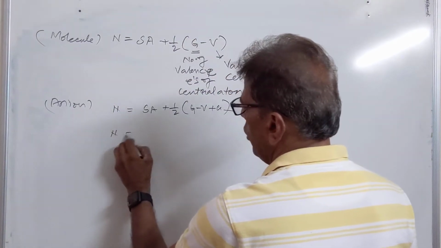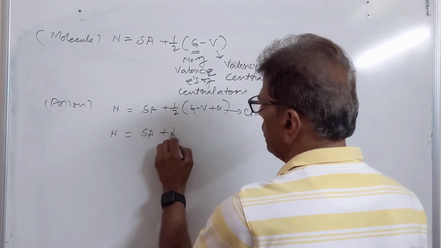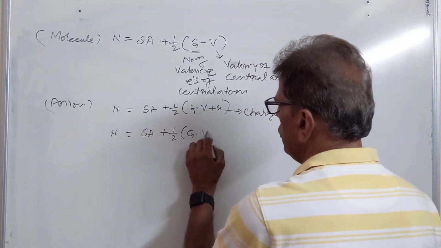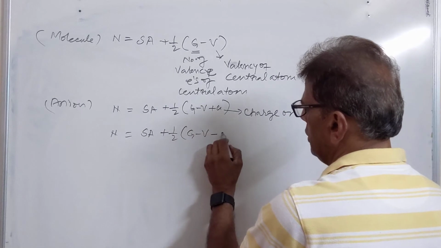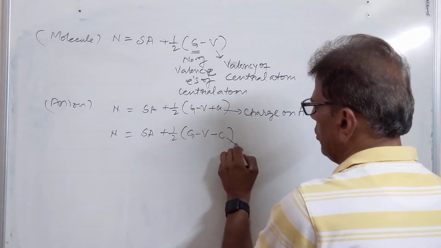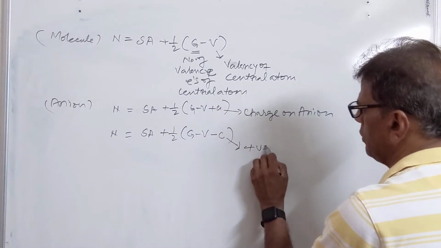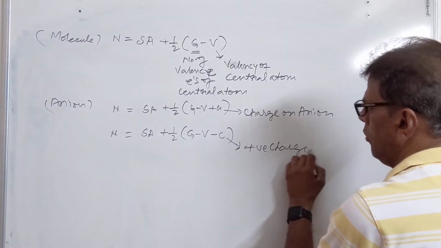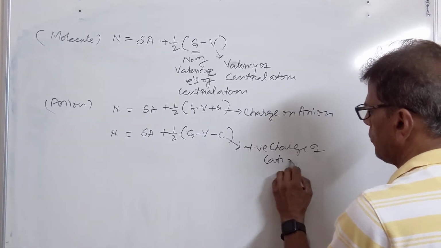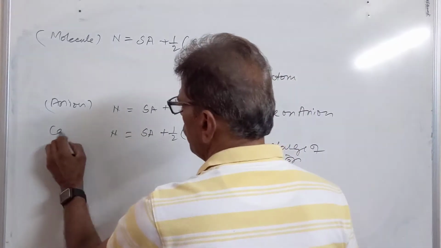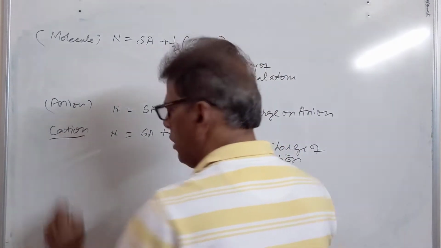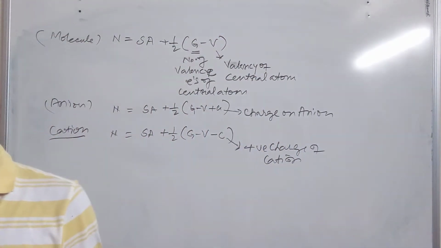Then we have the formula for the cation: surrounding atoms plus half of G minus V minus C, that is the charge on the cation, the positive charge of the cation. So this formula is used to calculate hybridization in the cation. So these are the formulas.